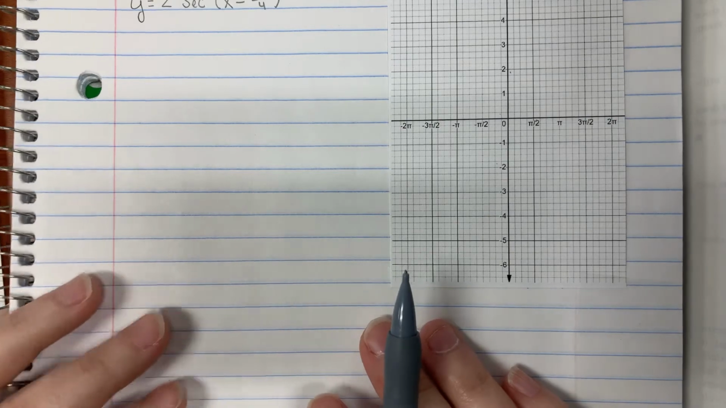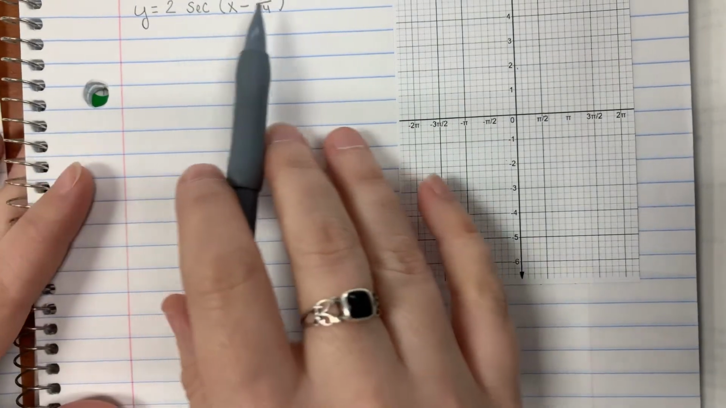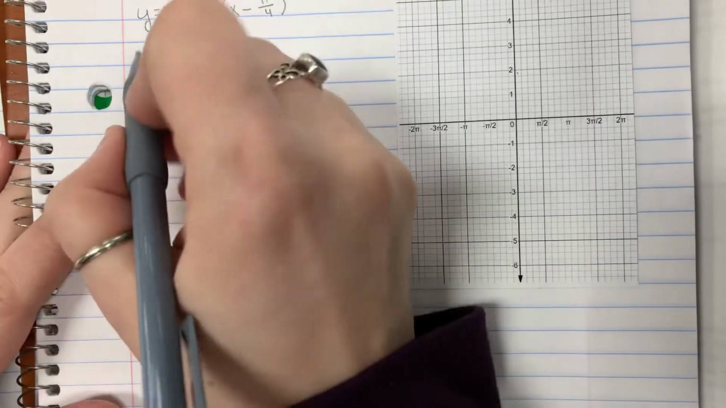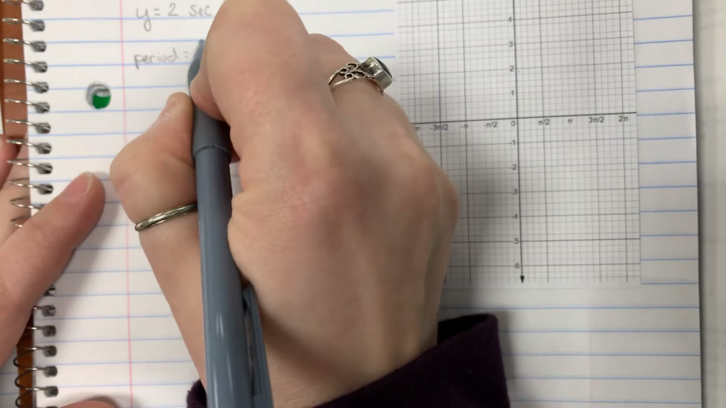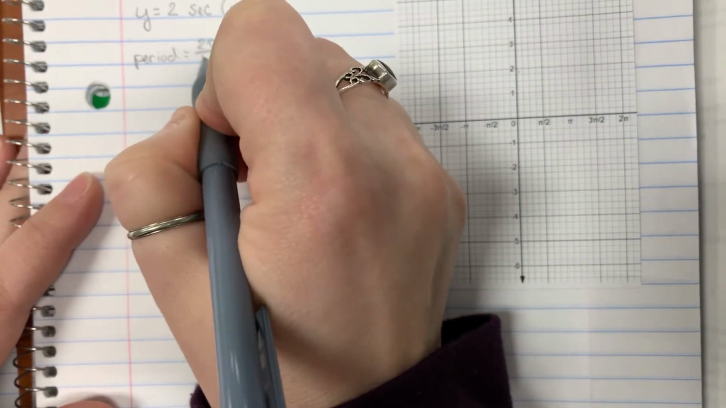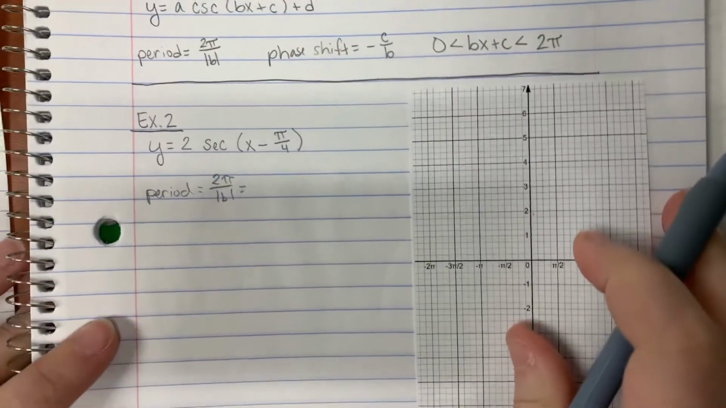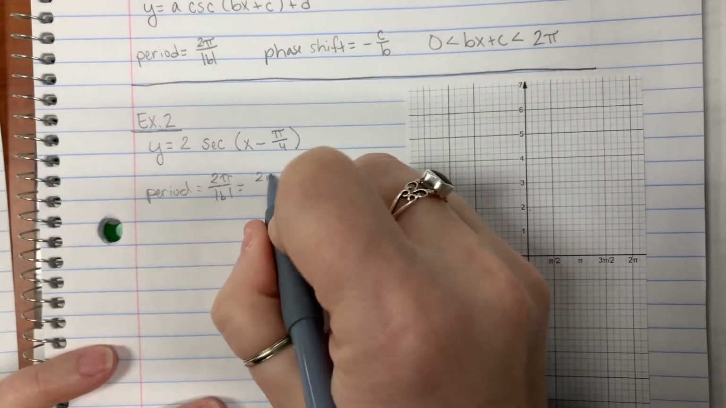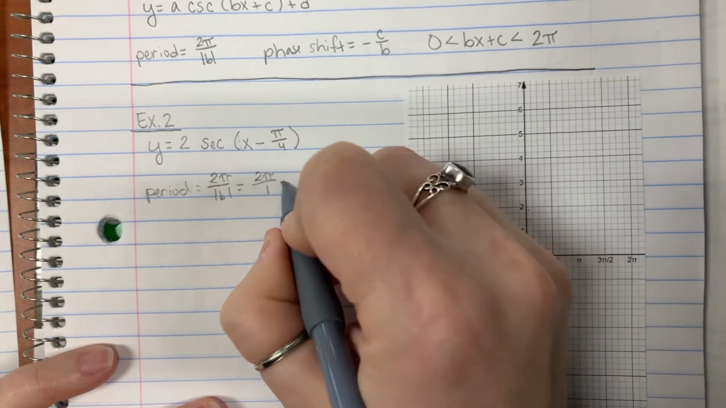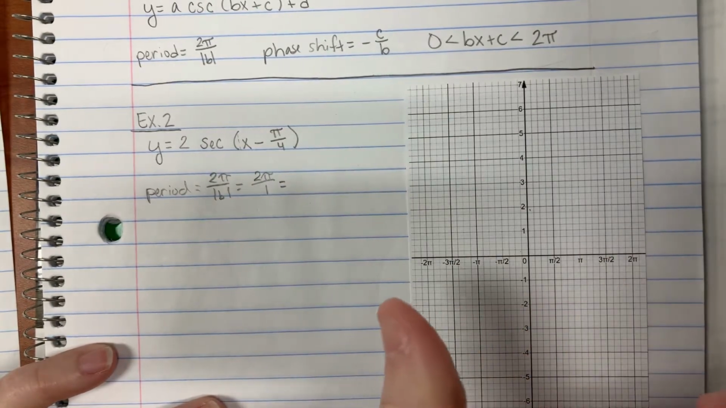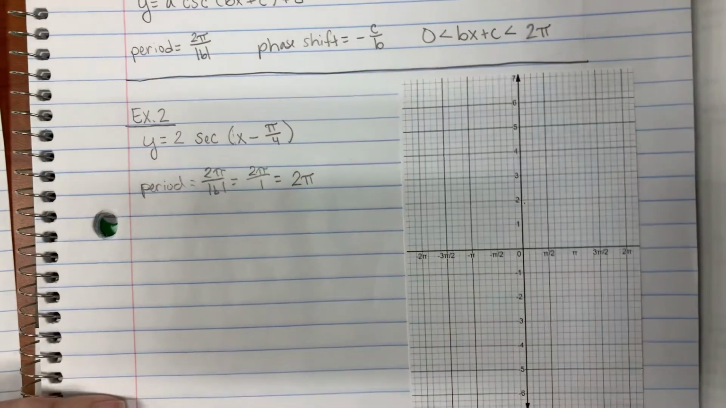Okay, so let's look at this one right here. I've got 2 secant of x minus pi over 4. So I'm going to start again with the period. That's the first thing I really want to think about here. In this case, I've got 2 pi over the absolute value of b is what that is. So in this case, it's 2 pi over 1 again. So I picked a couple that were just 1s right there. So I'm not squeezing it in or extending it outward. It's still just a period of 2 pi.